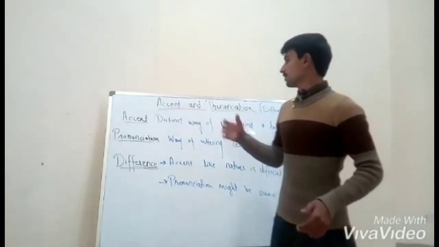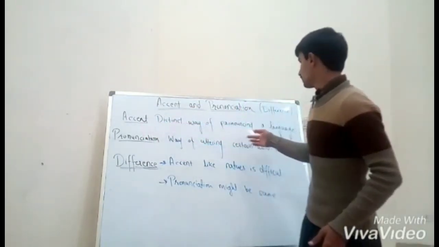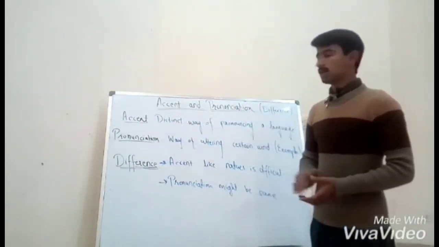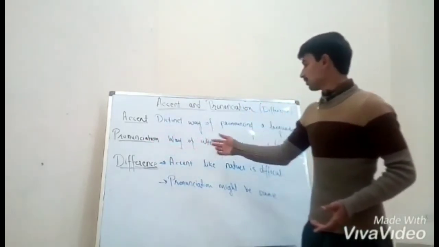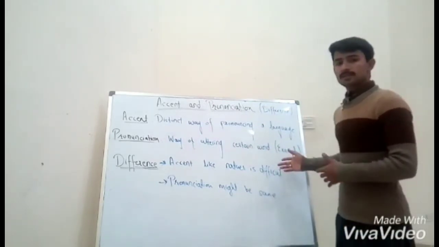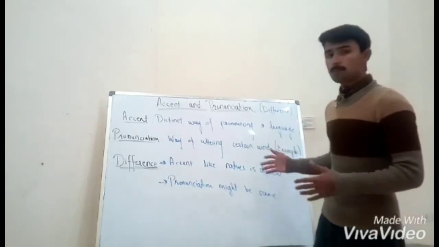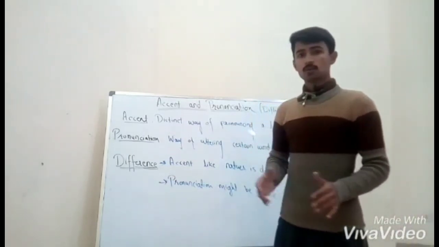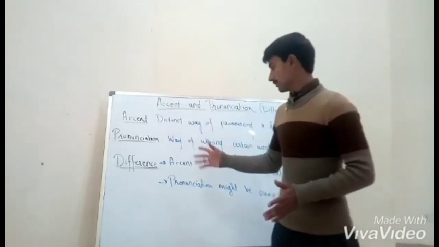So first of all, I've got the definition of accent. Accent is a distinct way of pronouncing a language. And then pronunciation. What is pronunciation? It is a way of uttering a certain word. Like, for example, "example" in an American accent and "example" in a British accent. So the concept of the difference between these two words lies here.